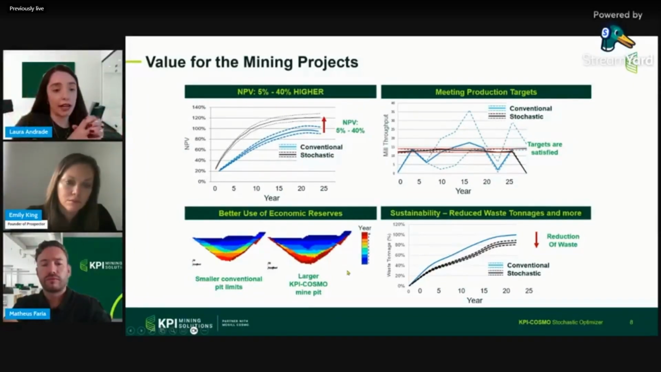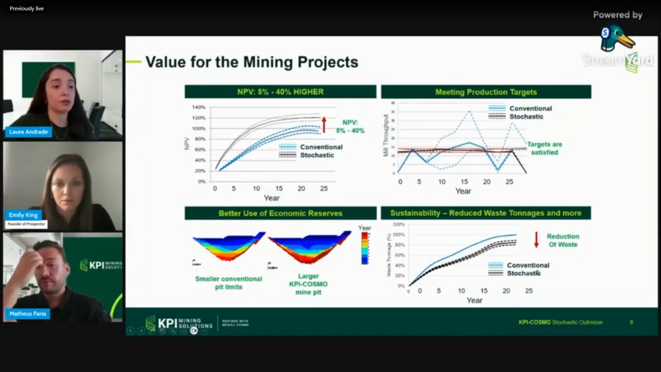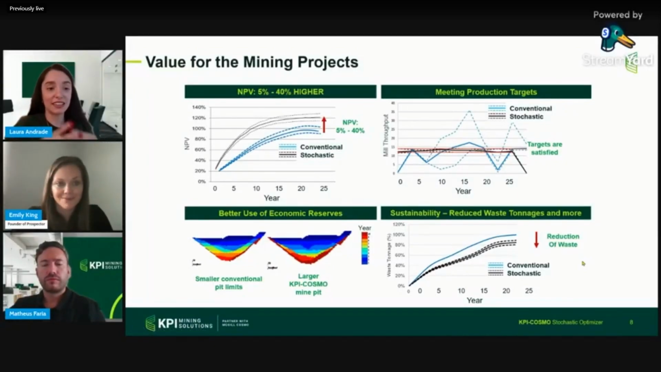because we're not constrained by a defined pit limit or pushback. We're optimizing that altogether. And also in terms of sustainability, which is very important nowadays, we cannot just mine whatever and try to reach the ore at any cost and not think about the environment. What we see is that by doing that all simultaneously, we can reduce the waste production as well, for instance.